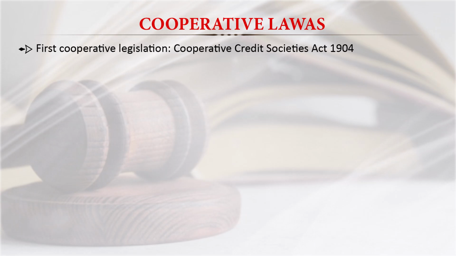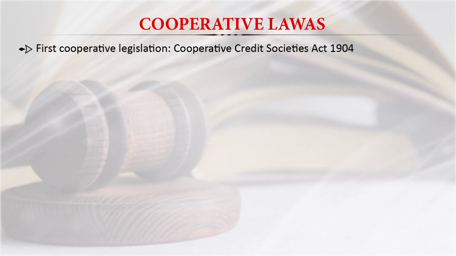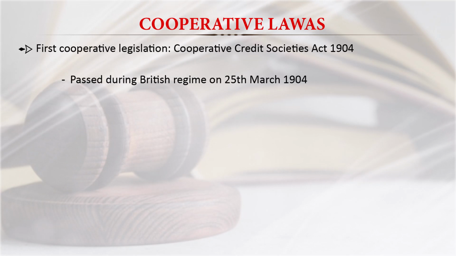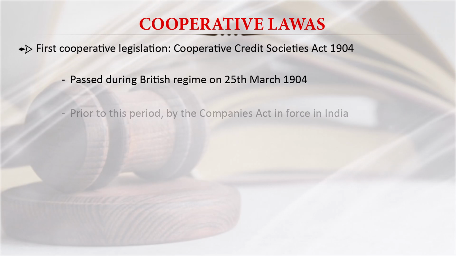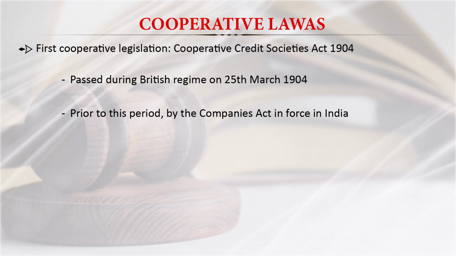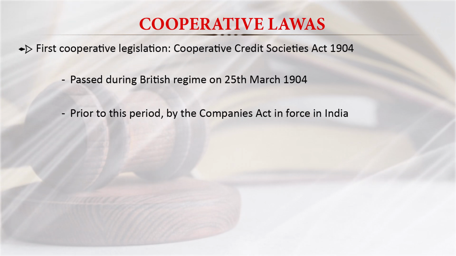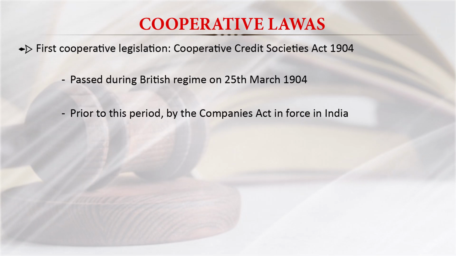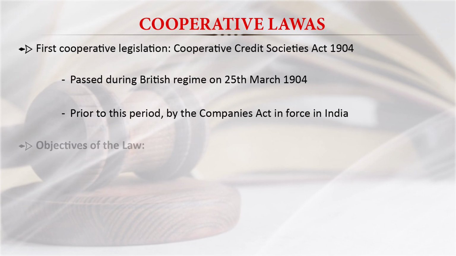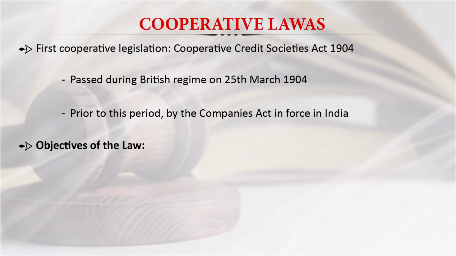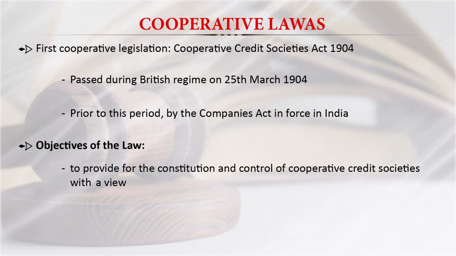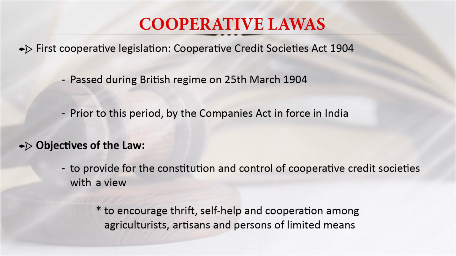The first cooperative legislation we know is the Cooperative Credit Society Act of 1905, which was passed by the British government on 25th March 1905. Prior to this, any cooperatives operated under the Company Act imposed by the British government. The objective of the Cooperative Credit Society Act was to provide for the constitution and control of cooperative credit societies with a view to increase thrift, self-help and cooperation among agriculturists, artisans and persons of limited means.